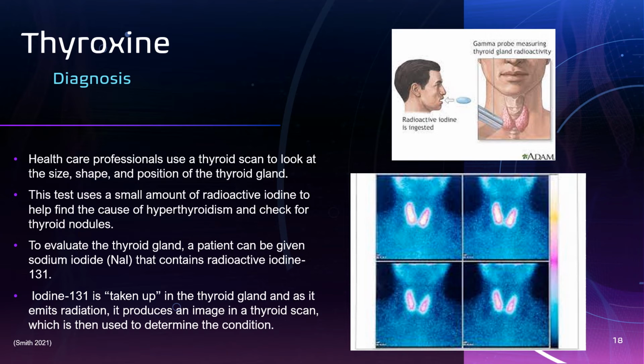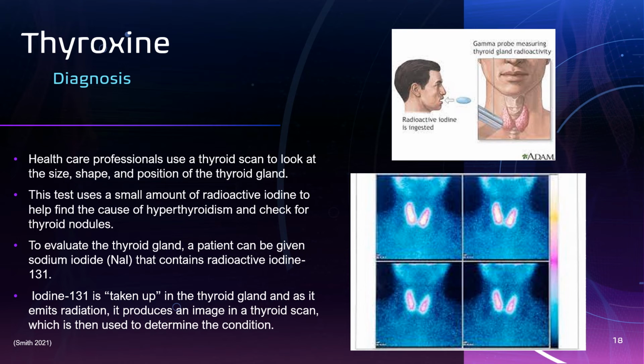Thyroid scans via radioactive iodine uptake. Healthcare professionals use thyroid scans to look at the size, shape, and position of the thyroid gland. For this test, they use a small amount of radioactive iodine to help find the cause of hyperthyroidism and check for thyroid nodules. To evaluate the thyroid gland, a patient can be given sodium iodide that contains radioactive iodine 131. Iodine 131 is taken up in the thyroid gland and it emits radiation. It produces an image in a thyroid scan, which is then used to determine the condition.